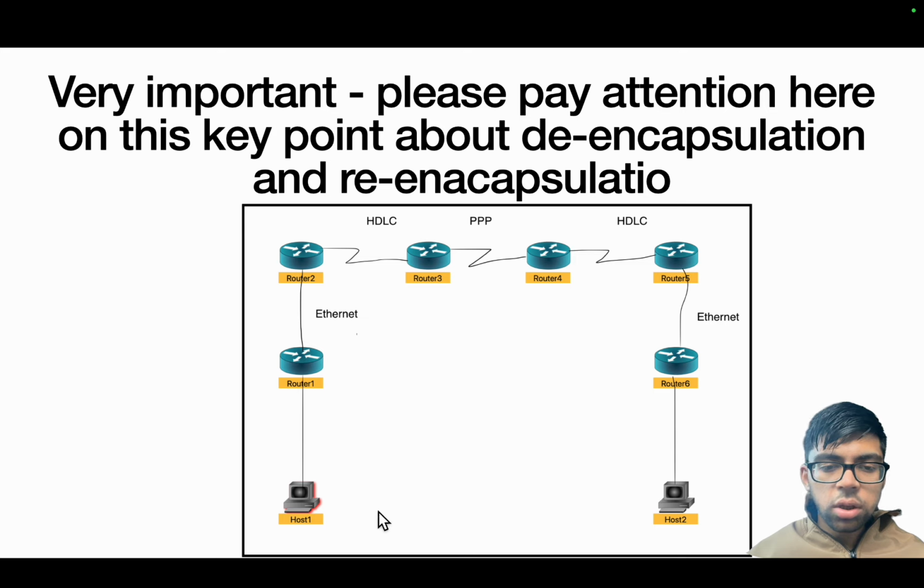Six times we're having this process of de-encapsulation and re-encapsulation. The first de-encapsulation and re-encapsulation, the second, the third, the fourth, the fifth, and the sixth de-encapsulation and re-encapsulation. Here we'll just have de-encapsulation occurring, but there's no re-encapsulation. There's no need to, because it has reached its destination.